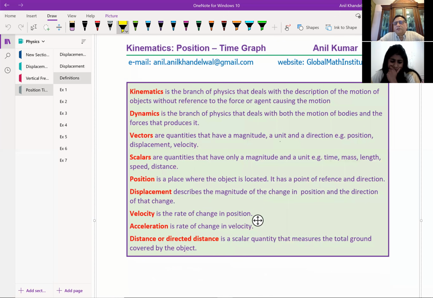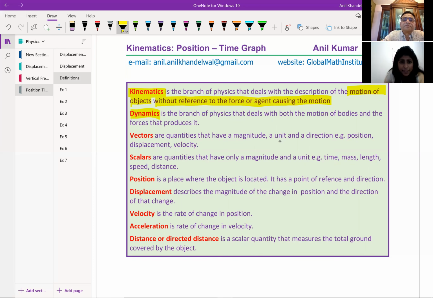Okay, let's go through some definitions. Kinematics and dynamics, these are two confusing terms. Now, what is the difference between kinematics and dynamics? Can you tell me, please? I don't know what they mean. I haven't heard these terms before. I see. So, can you please read what is kinematics? Kinematics is the branch of physics that deals with the description of the motion of objects without reference to the force or agent causing the motion. Perfect. And can you read dynamics? Dynamics is the branch of physics that deals with both the motion of bodies and the forces that produces it.